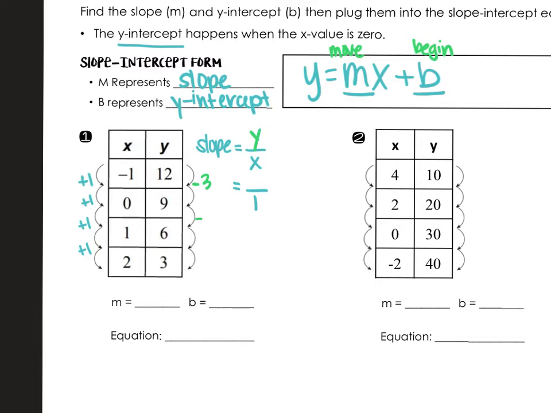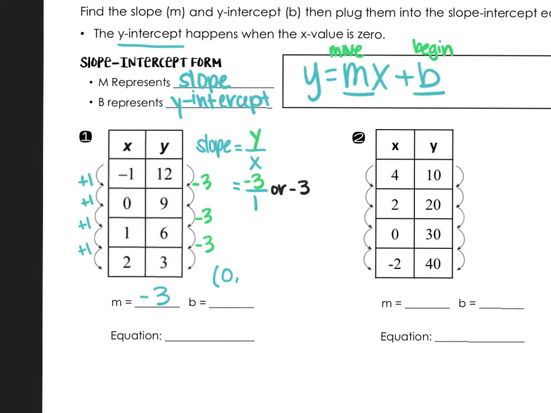9 to 6, down 3 again. My arrows are a little off here, sorry. Then 6 to 3, went down 3. One more time. And that number goes on the top. So you can think of that as -3 over 1 or -3. Either way. So I'm going to write that down here. -3 was my slope.